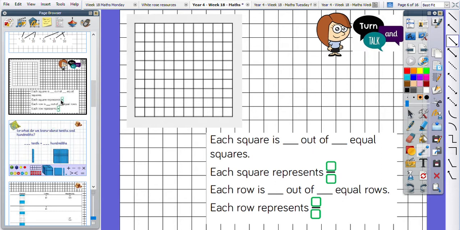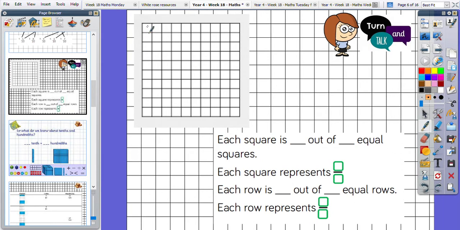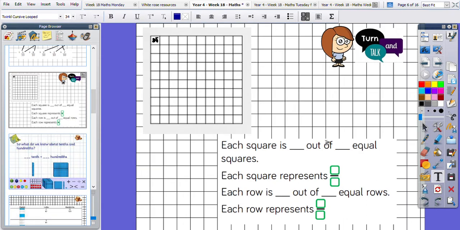So moving on to look at tenths and hundredths and the relationship between them then. Here is our Dean's 100 square. So if we looked at one small square within this 100 square, we know that each square is 1 out of 100 equal squares. So each square represents 1 hundredth.